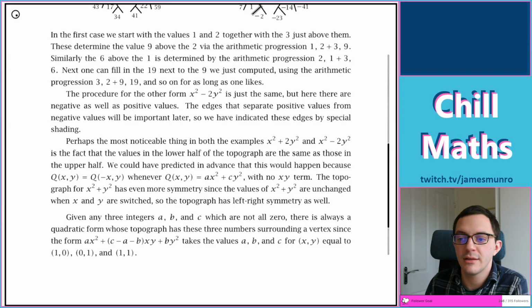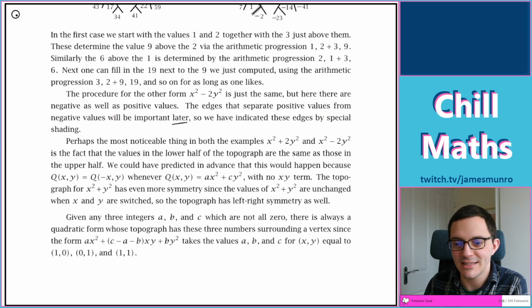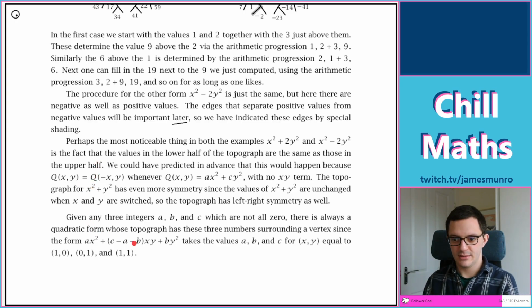Good, okay. Just the same, negative values. Yes, edges that separate positive and negative. We'll put a later special shading. The fact that the values in the lower half are the same as those in the upper half. Yep, negative numbers are like that. So not always a quadratic form whose topograph has these three numbers surrounded by a surrounding vertex, since it could be that you have three favourite numbers.